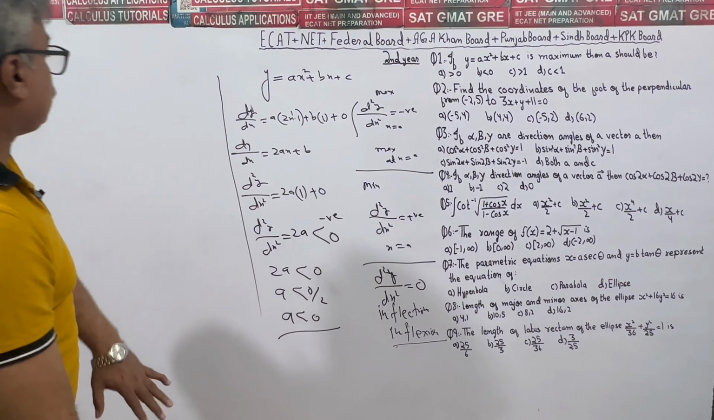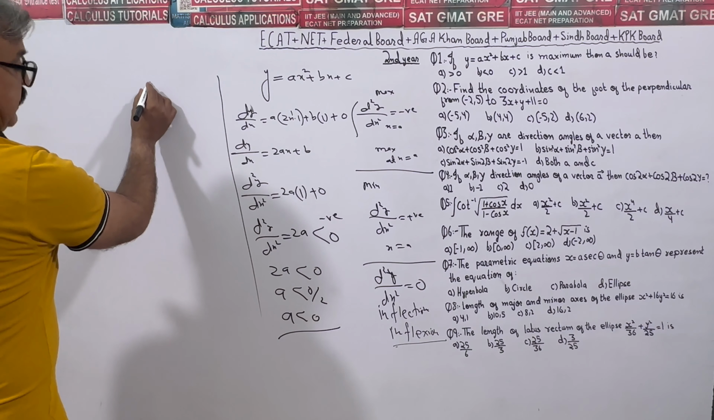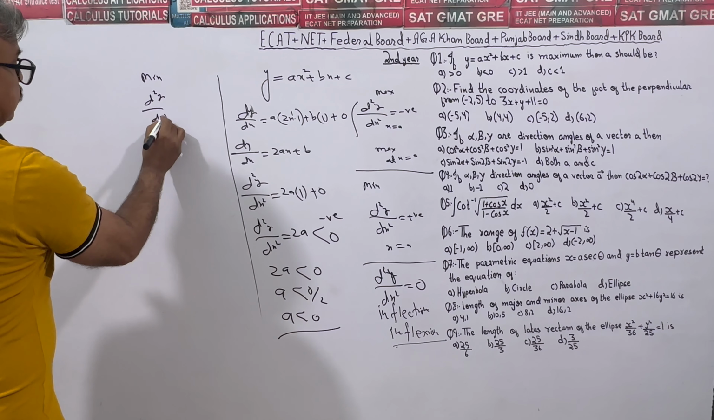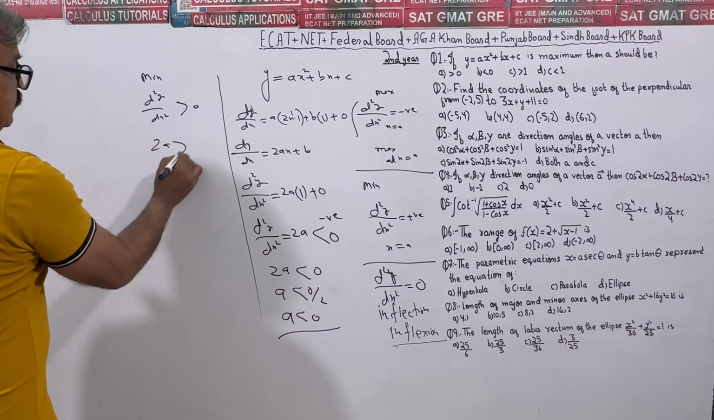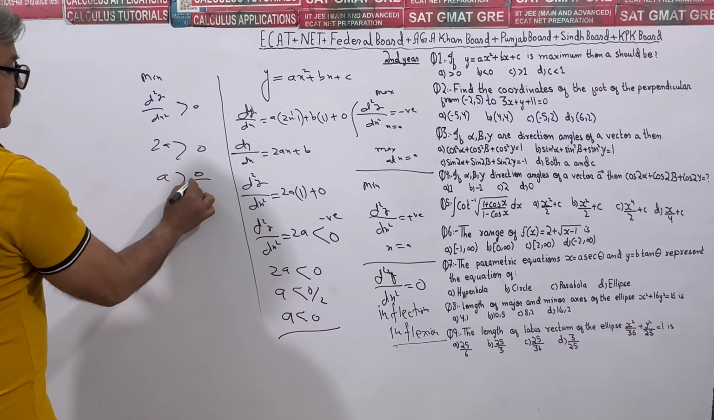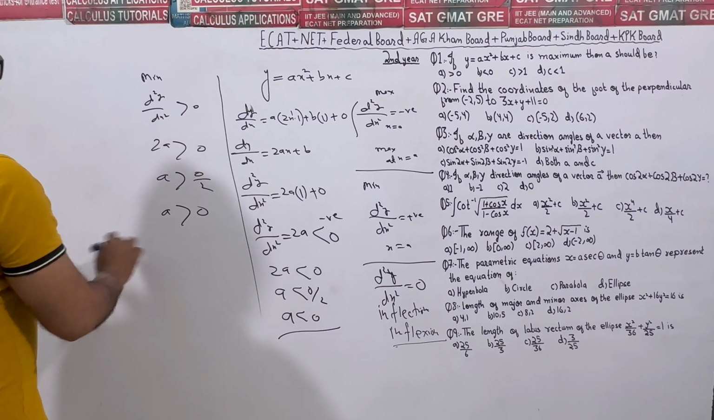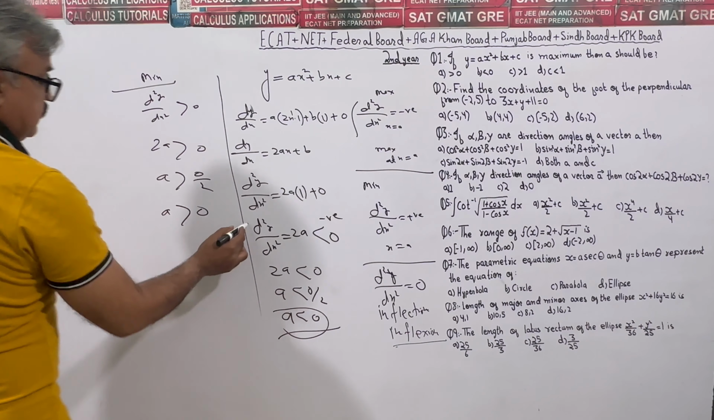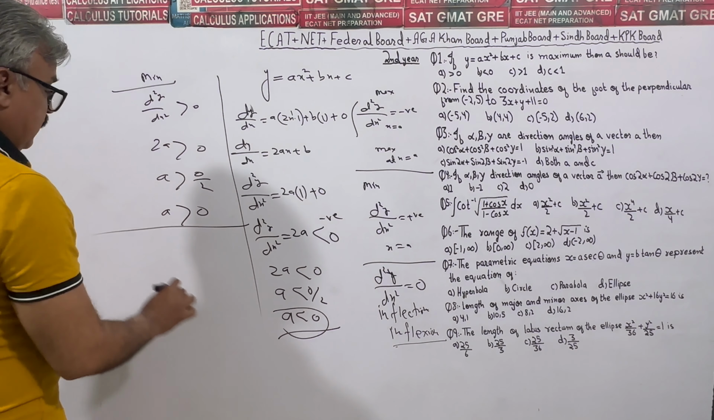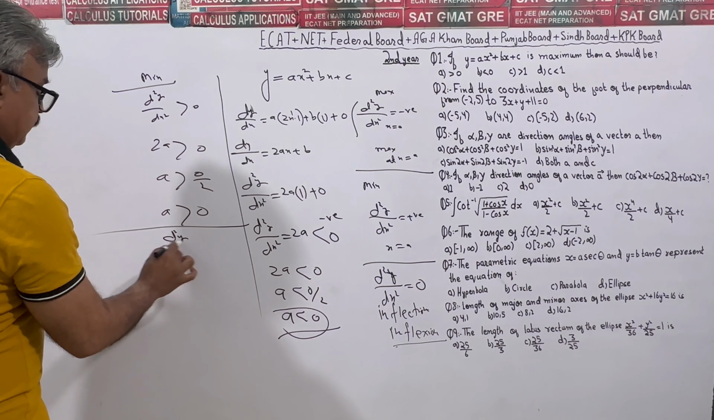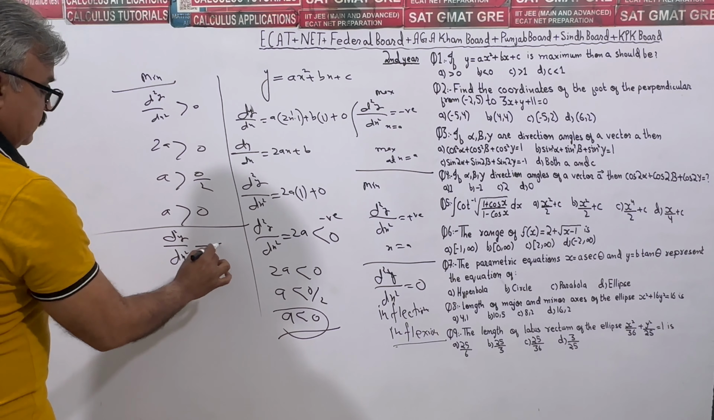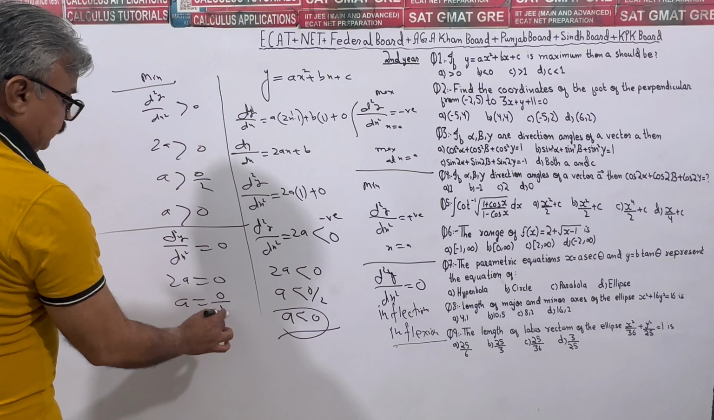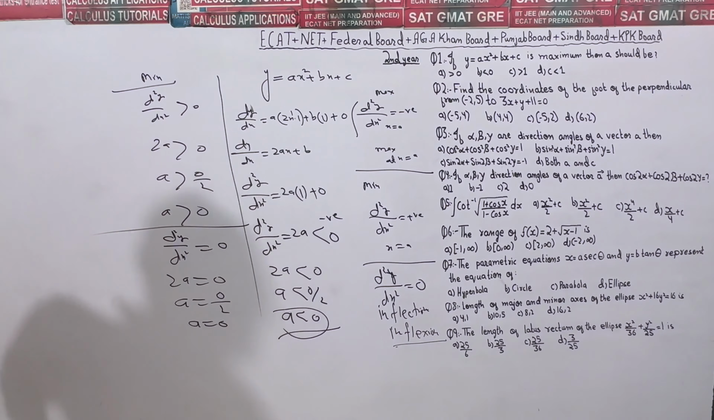If we are asked to find when it is min, the double derivative must be greater than 0. So 2a is greater than 0, a is greater than 0 over 2, a is greater than 0. The value of a must be positive for min. For max, a must be less than 0. To get an inflection point, double derivative must be 0. So 2a is equal to 0, and the value of a is 0 over 2, which is 0.